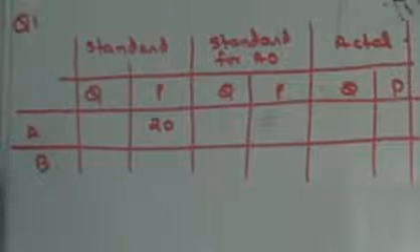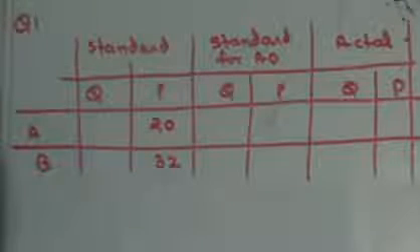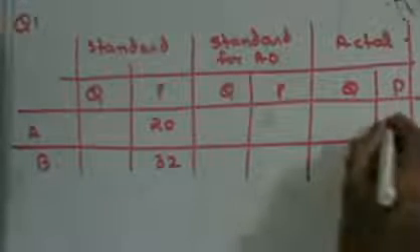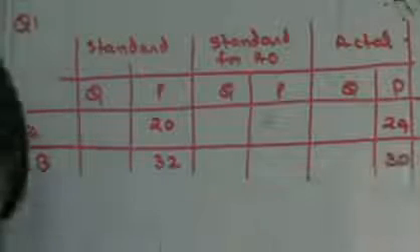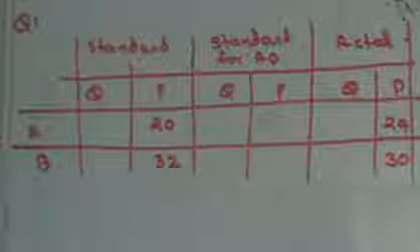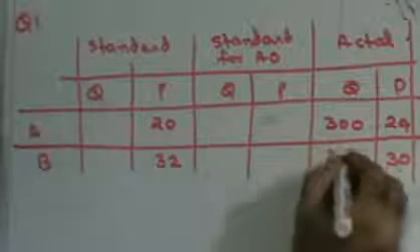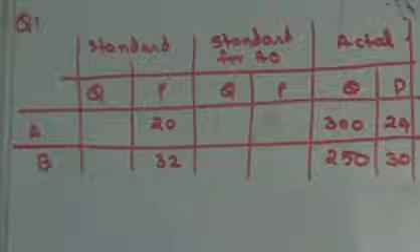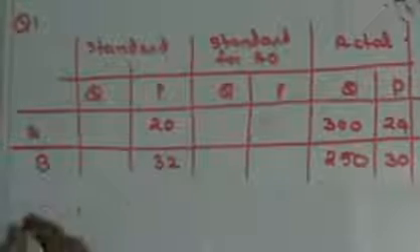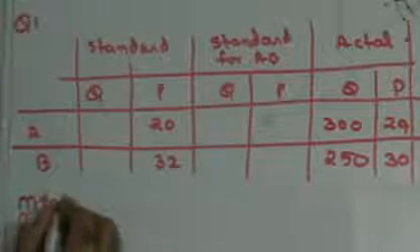Now let's see for product A. They said that standard price is 20 rupees. Standard price per unit for product B is given to you as 32 rupees. Actual price is 24 and 30. And actual units produced are 300 and 250. This is the data given to you. They've asked you to find out material price variance.